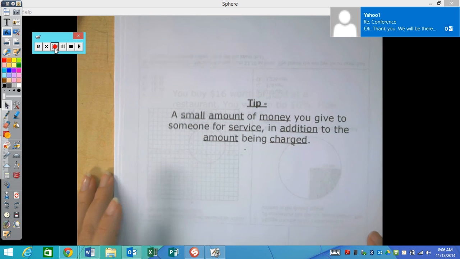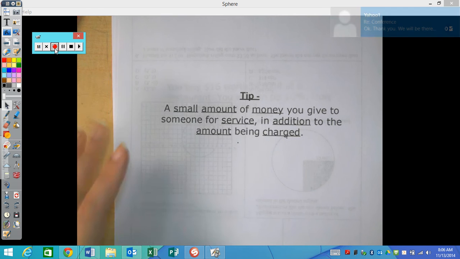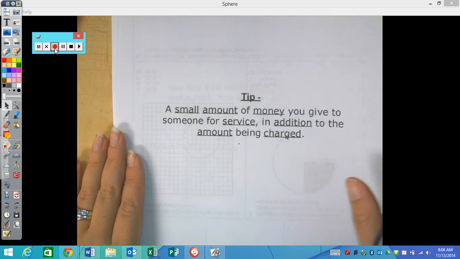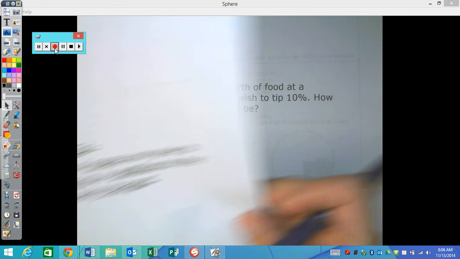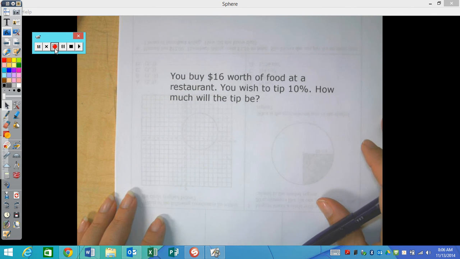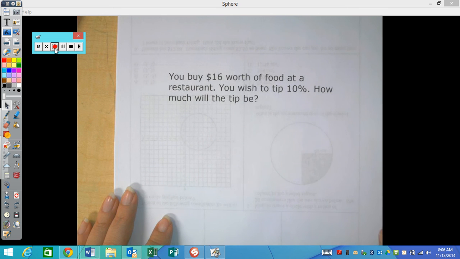So the first thing says, a small amount of money you give to someone for a service in addition to the amount being charged. So that's like when you tip at a restaurant or any other service like that. So the question: you buy $16 worth of food at a restaurant. You wish to tip 10%. How much will the tip be? Well, the first important thing to do is figure out what the question is asking. How much will the tip be? So, how much tip?